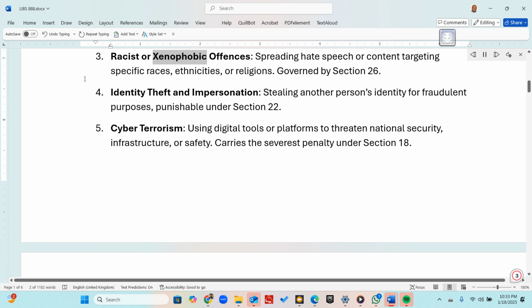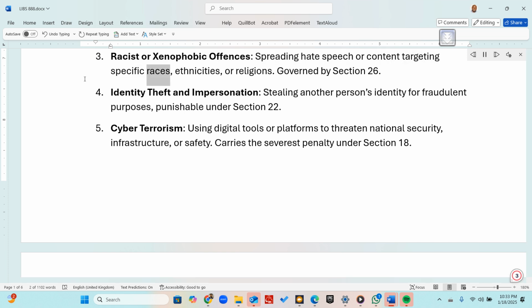Racist or xenophobic offenses, spreading hate speech or content targeting specific races, ethnicities, or religions. Governed by Section 26. Identity theft and impersonation, stealing another person's identity for fraudulent purposes, punishable under Section 22. Cyber terrorism, using digital tools or platforms to threaten national security, infrastructure, or safety. Carries the severest penalty under Section 18.